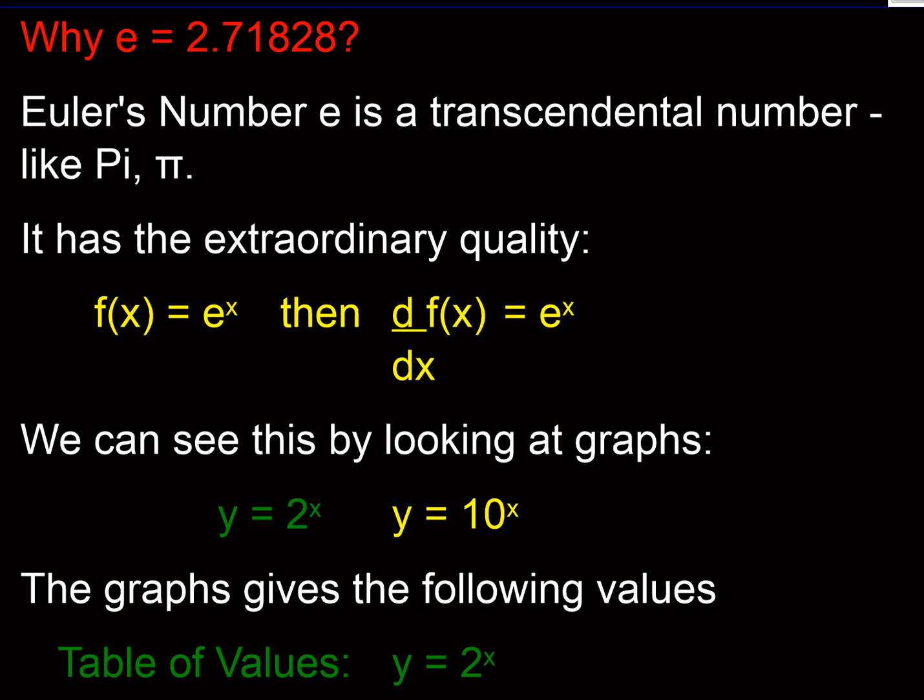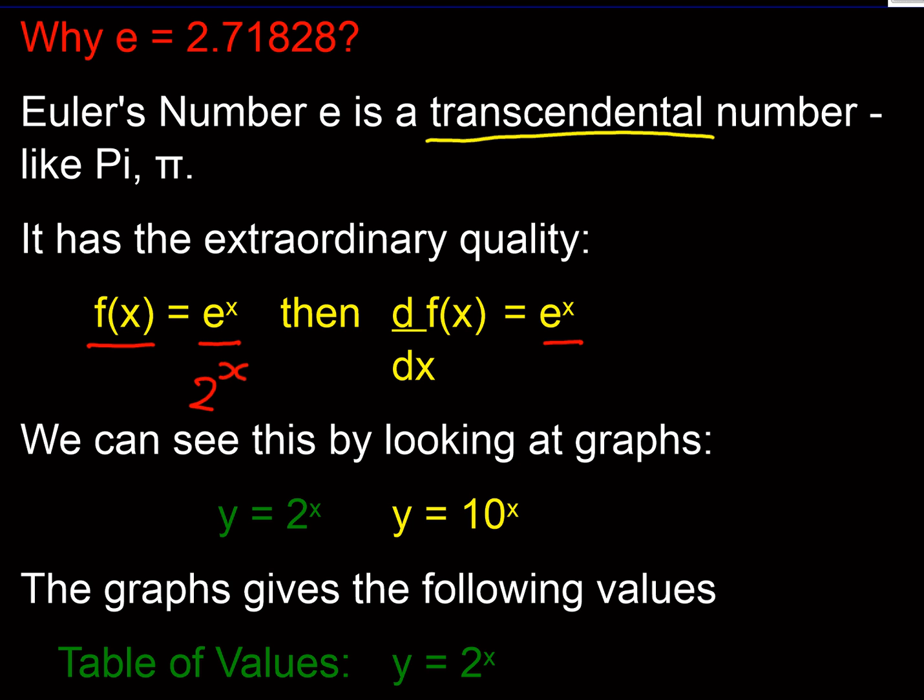So where does this number e come from? Well, it's a transcendental number, a bit like pi, and it has an extraordinary quality useful in differentiation, which we've done in this course. If we had a function e to the power x, in exactly the same way as 2 to the x, and we differentiate that, we find that we're back at the function we started with, e to the x. So it's its own differential, and remember, our differential is our gradient.